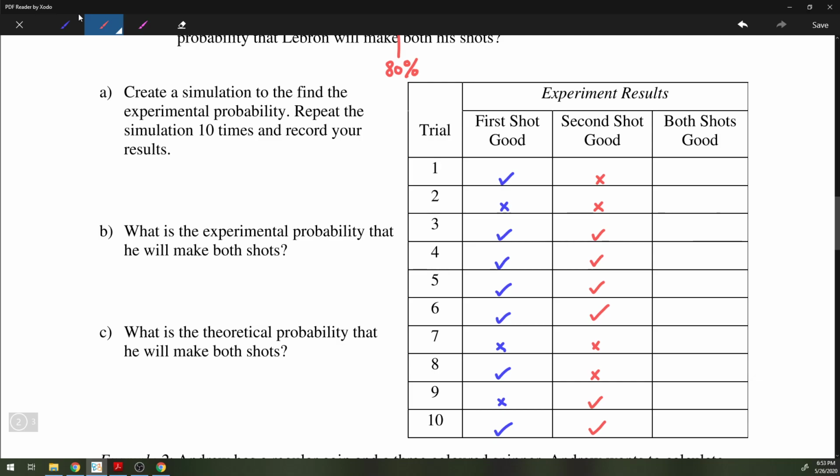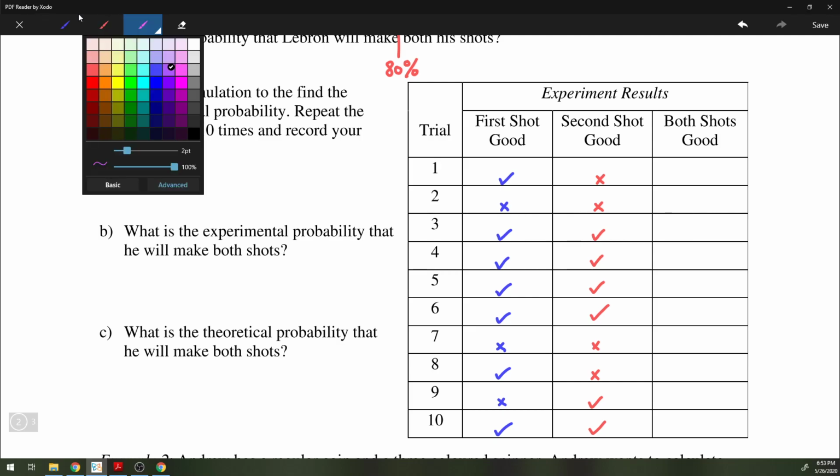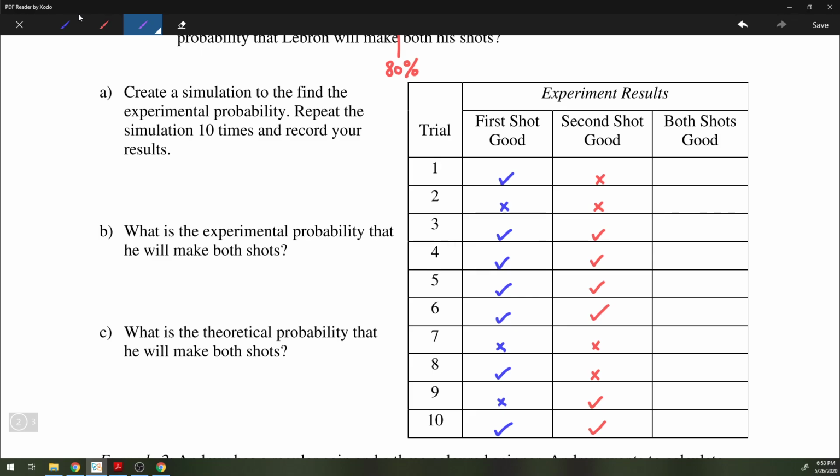So if you look at the second foul shot, this is supposed to be an 80% chance of success. There were only 6 successes. But that's kind of expected. You're not going to get 8 every time because the sample space is really small. Both shots good. That's no, no, yes, yes, yes, yes, and then yes here, and then 3 more no's.